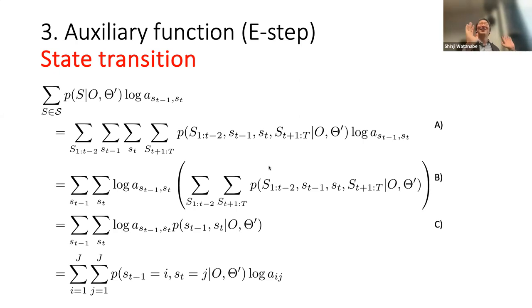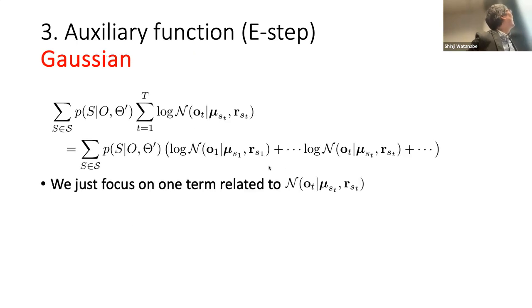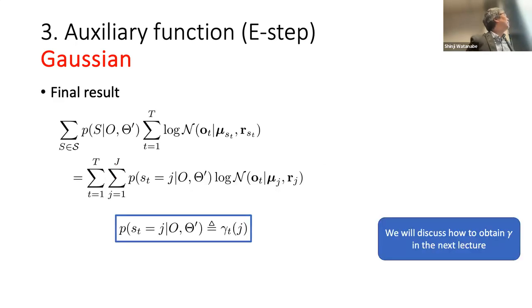I was very impressed by this equation, though some of you may find it trivial. We can do the same thing for the Gaussian part and so on. I'm skipping the derivation, and skipping probably means this is homework. I don't really remember, but probably that is the homework. This part we are familiar with, but this part we still don't know how to obtain. Again, I will explain that part next week.